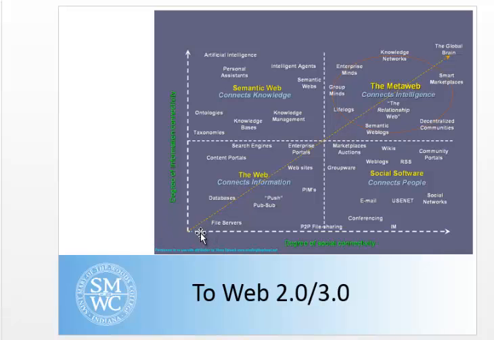And this is just a little bit of history that shows you the growth of Web 2.0 to now what they consider Web 3.0. We have connects knowledge, connects intelligence, connects information, and connects people. So we have a grid here that kind of shows you across this some of the ways that you might consider Web 2.0 or Web 3.0.